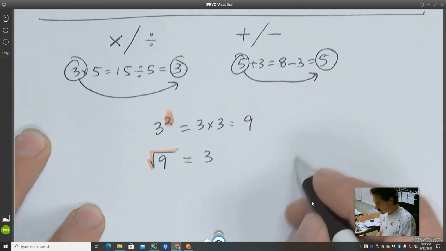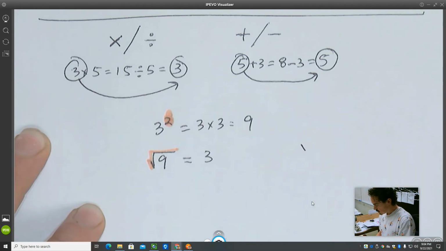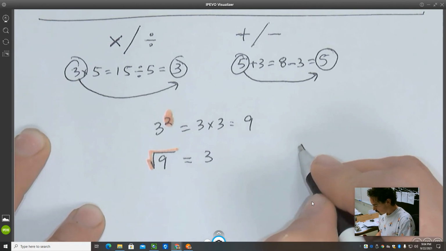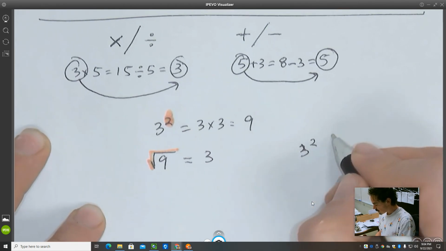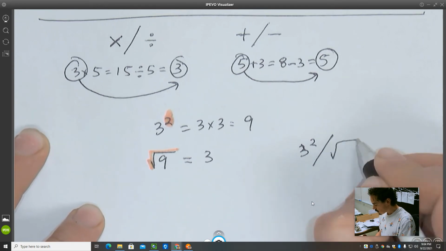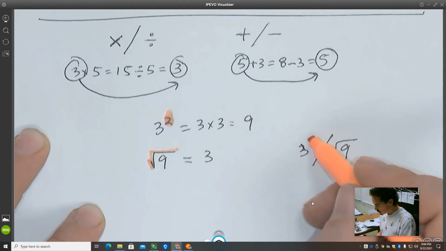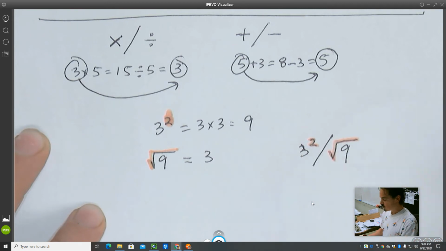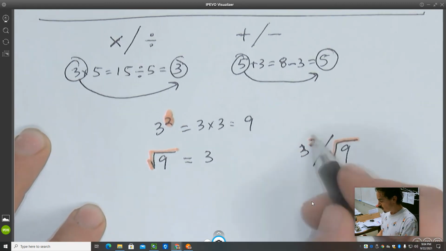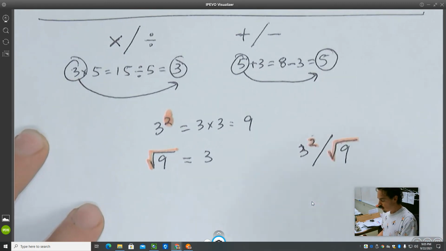So in other words, a square, let's say 3 squared, is opposite to a square root sign. These two operations are opposite to each other, or they undo each other.